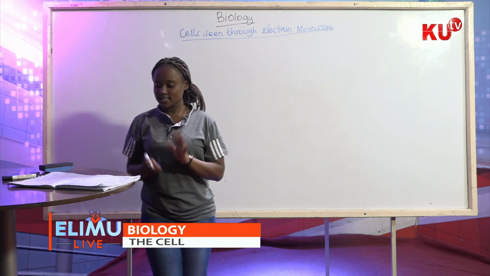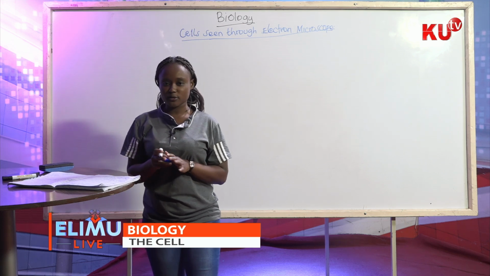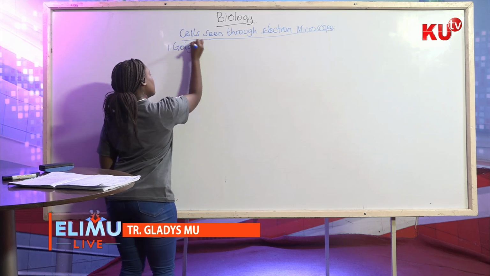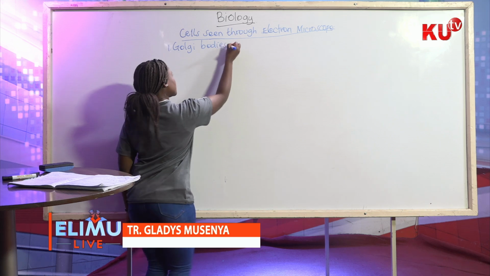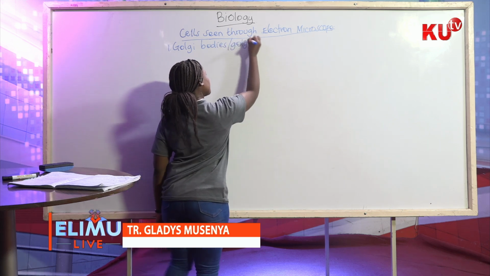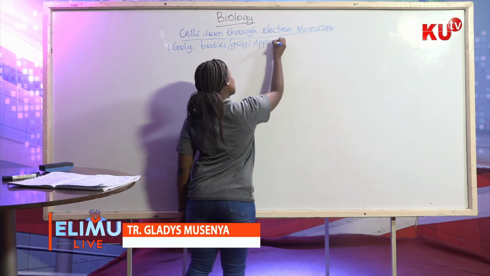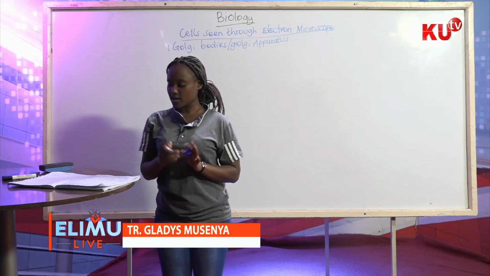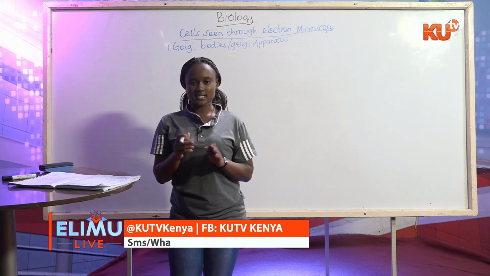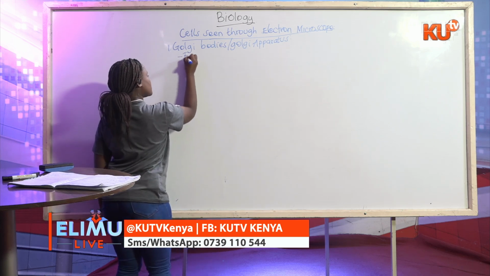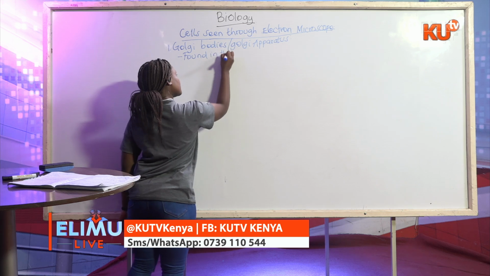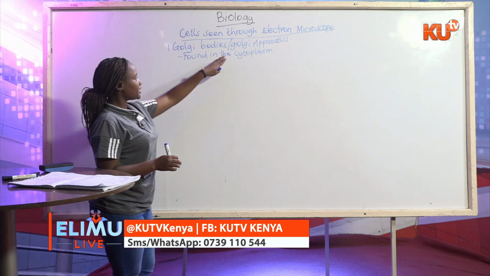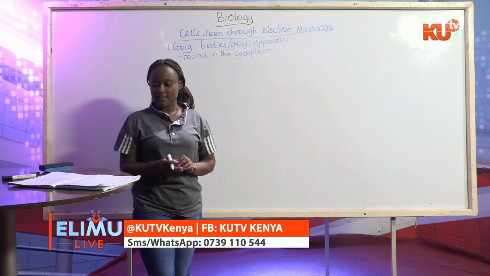So the cells seen under the electron microscope, we have number one, Golgi body, or you can call it Golgi apparatus. It is thin plate-like sacs arranged in stacks distributed in the cytoplasm. So the Golgi bodies or the Golgi apparatus is found in the cytoplasm, and then its function.